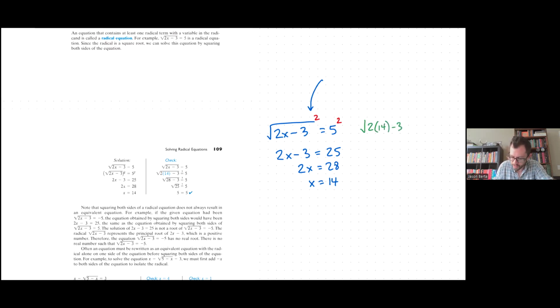And then I'm going to do 2 times 14, which is 28, minus 3 is 25. And we can see right off the bat the square root of 25 is 5. So that one checks out. That is your answer: x equals 14. I want to show you an example where it doesn't work. And here's a good one right here.